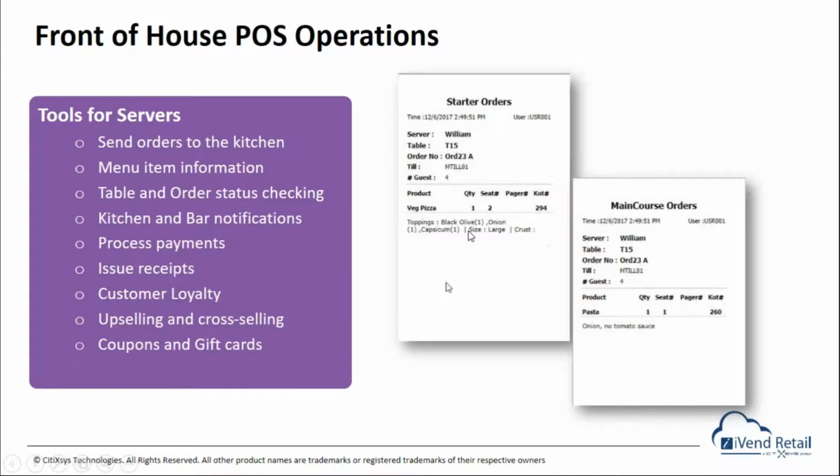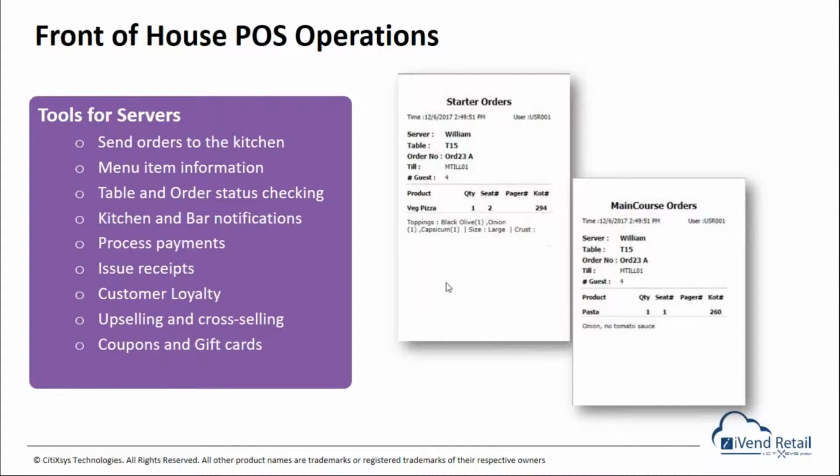Going forward, now you can give your front of house staff the tool they need to create a seamless customer dining experience. Basically, right from the point of sale, servers can send orders to the kitchen. They can give information about menu items, allergens, or special offers to the customer. They can check the status for an order and tables. They can receive information from kitchen and bar when the food and beverages are ready.